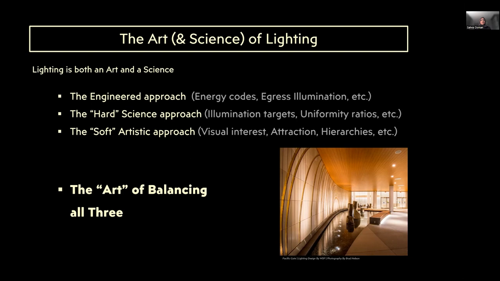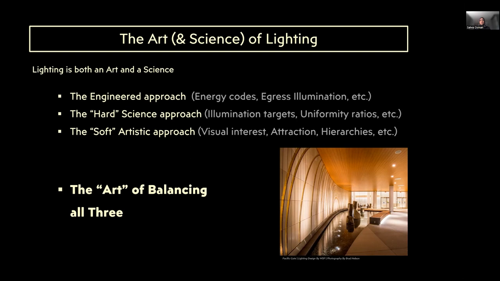like, thinking of, we're in California here, something called Title 24, which is a huge part of the energy code for California, or the IBC, the International Building Code, which addresses egress illumination. How can people exit the building? There are requirements for that. And then there are also life safety codes, which address emergency illumination. In case of emergency, when the power goes out, what happens to people? How do they leave a building? So these are the engineered elements that need to be satisfied before anything else.